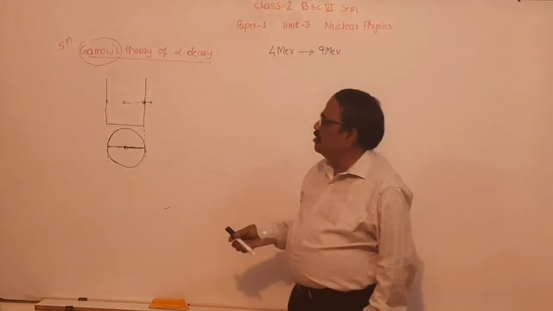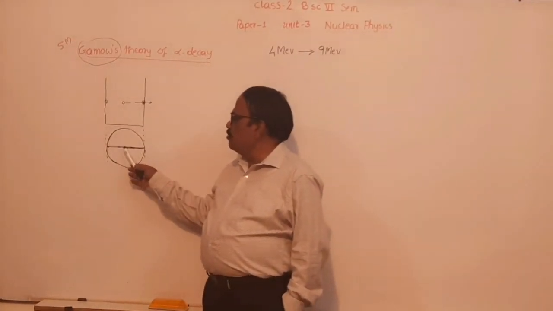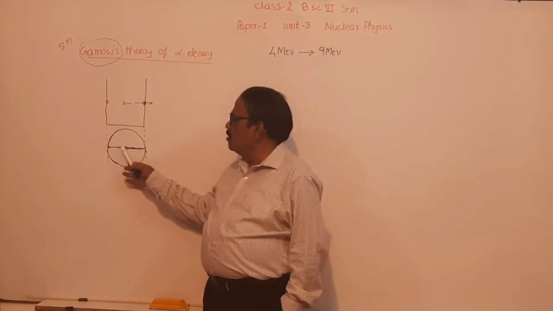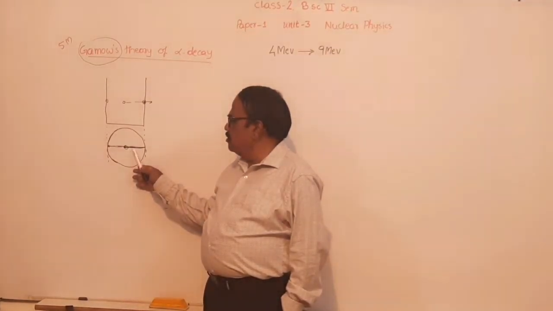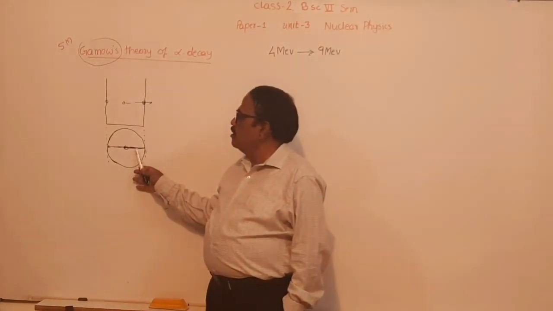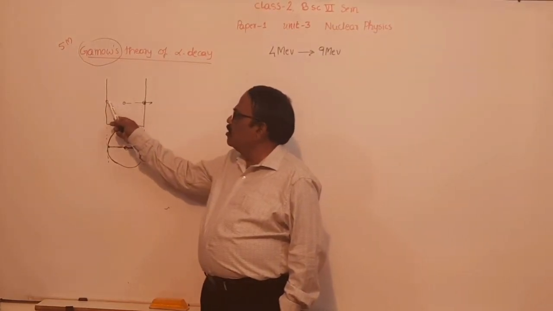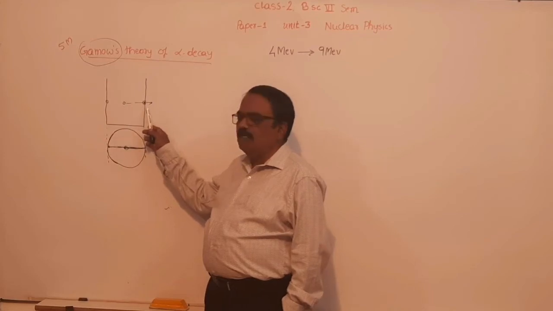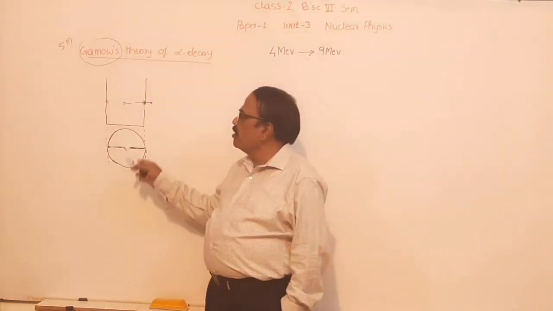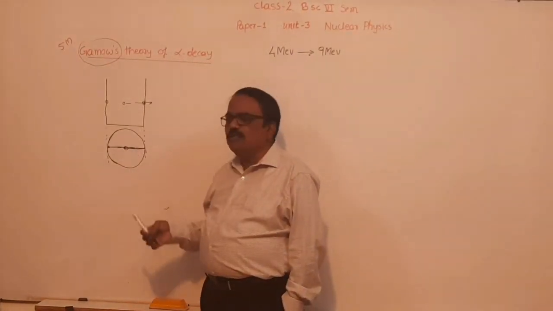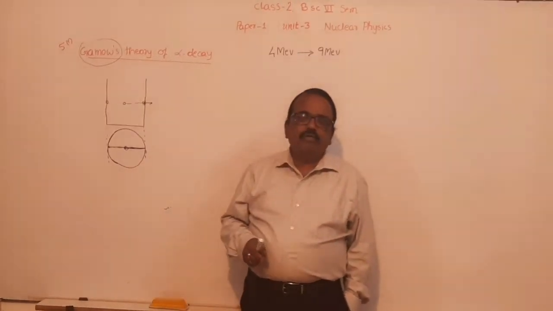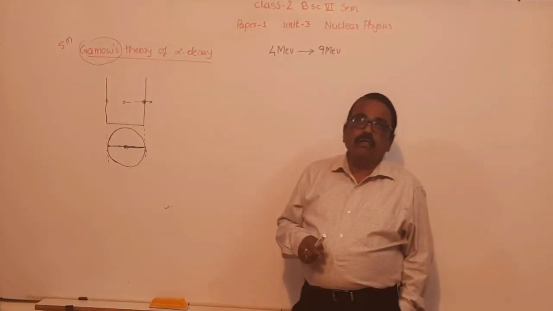We can picture the escape of this alpha particle from the nucleus as they leak through the tunnels in the potential barrier. Therefore, this phenomenon is known as the quantum mechanical tunneling effect.